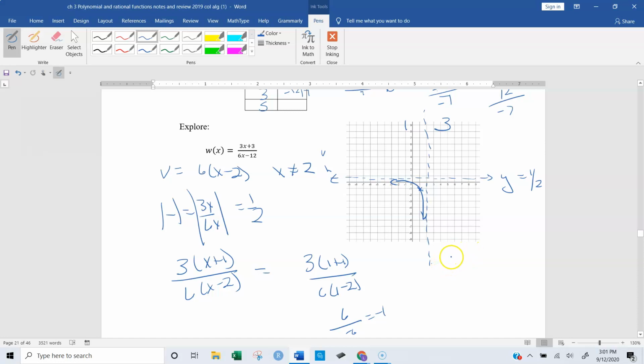And now we're going to plug in 3. So 3 times 3 plus 1 over 6 times 3 minus 2. So now we have 12 over 6, which equals 2. So at 3, our answer is 2. And we sketch that side of our graph in.